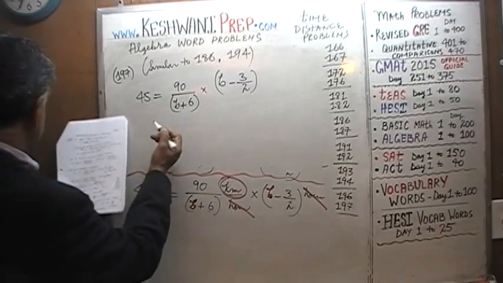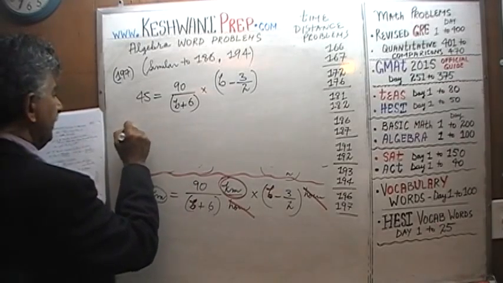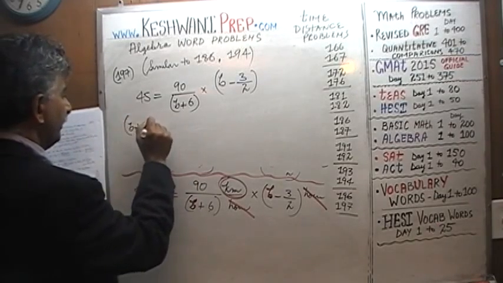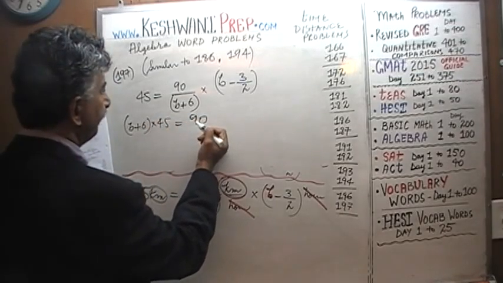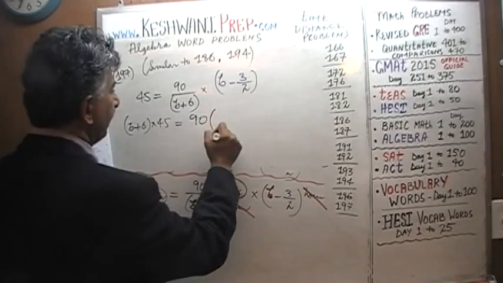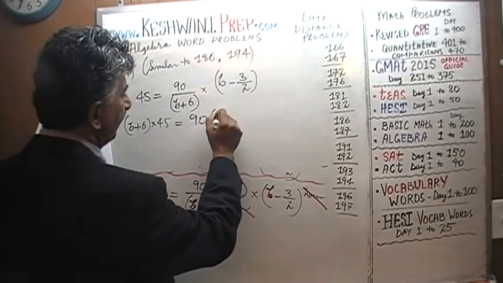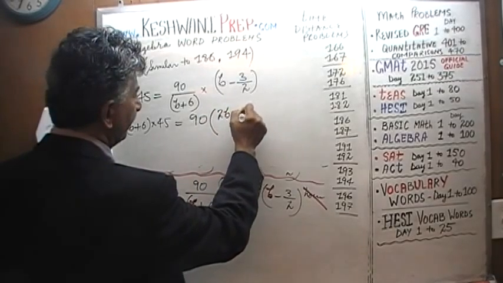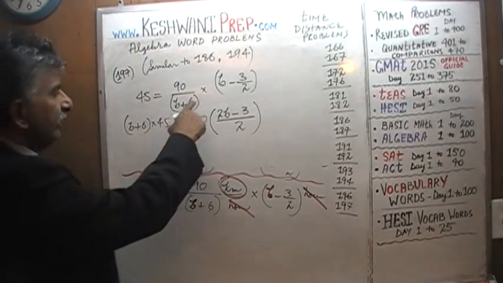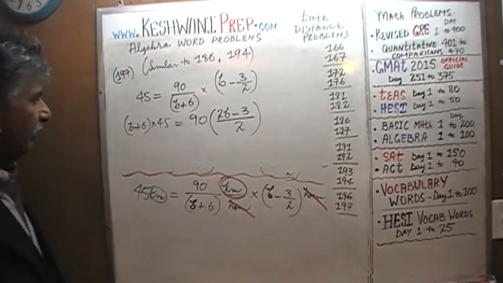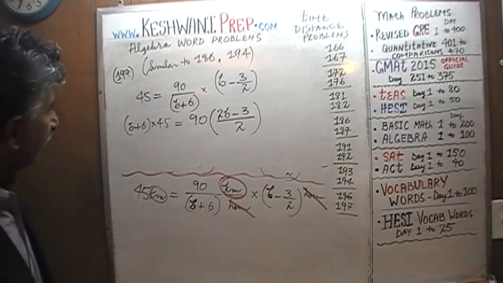Let's multiply everything by B plus 6, so we end up with B plus 6 times 45 has to equal 90 times, let's make this the common denominator, so we end up with 2B minus 3 over 2. Oh, for a second I thought it was a plus sign, so I was about to do more complicated work, but that's it, we're done. Oh, this is very simple actually.